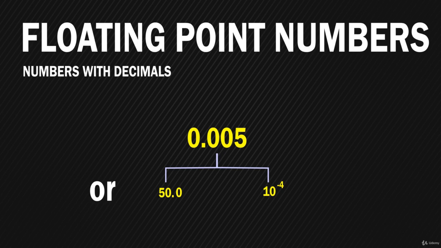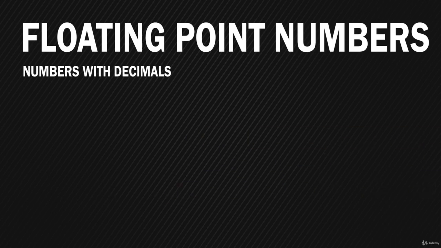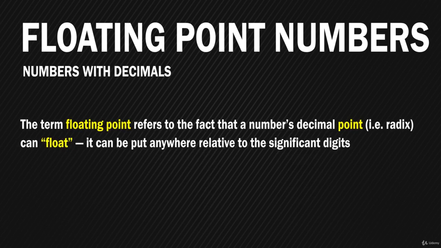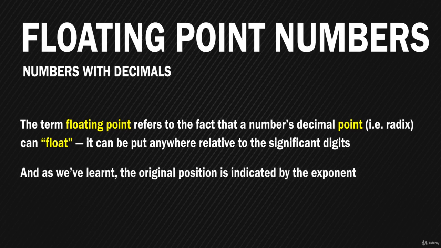And this gets us to the moral of the story, and that is the term floating point refers to the fact that the number's decimal point, we've just seen that, can float. You can write it as 5.0 or you can write it as 50.0. And as we've learned, the original position, the actual number you want to get to, is indicated by the exponent.